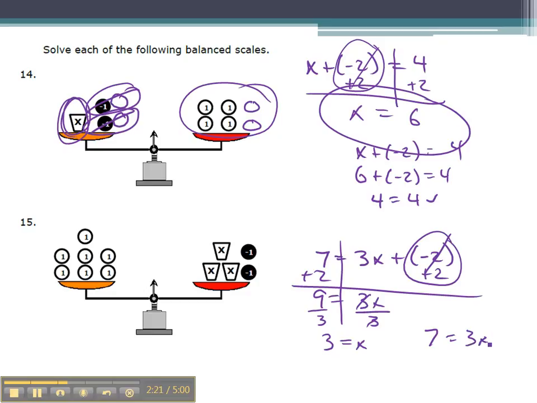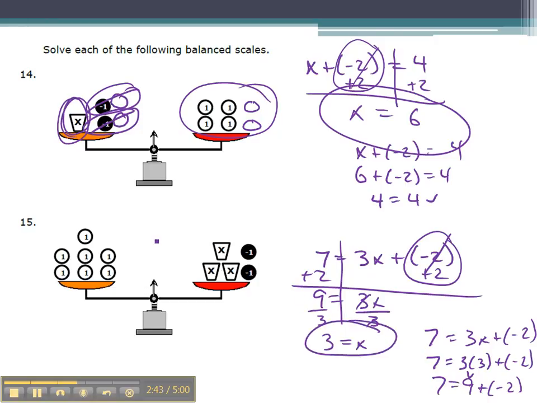Then let's check it. 7 equals 3x plus a negative 2. If x is really 3, then 7 should equal 3 times 3 plus a negative 2. 3 times 3 is 9, and 9 plus negative 2 is positive 7, because the signs are different, we find the difference. 9 minus 2 is 7, and that positive 9 has a greater absolute value than the negative 2, so positive 7 equals positive 7. So x does equal 3.